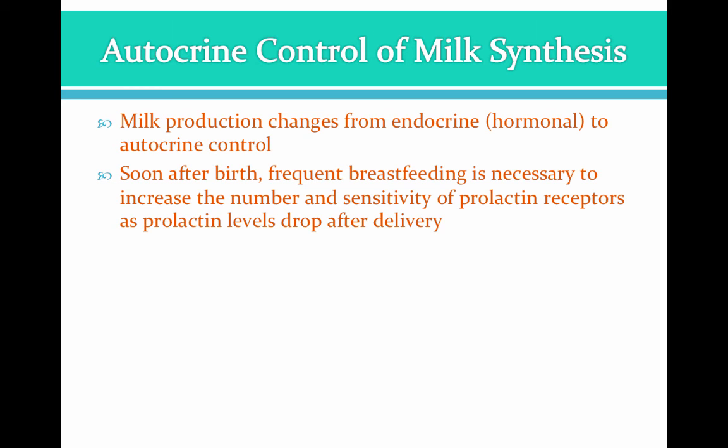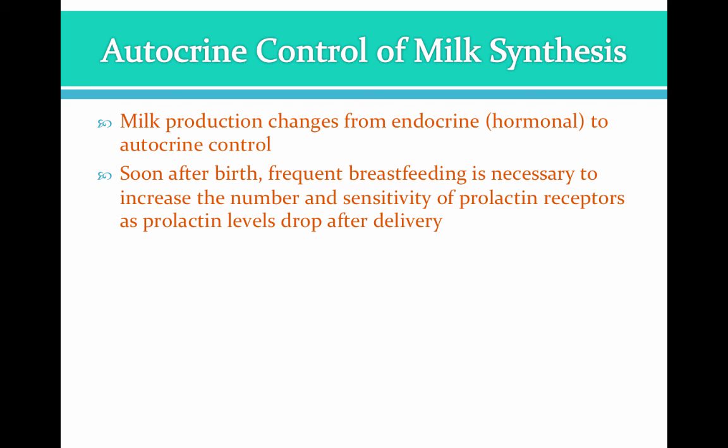Milk production changes from endocrine or hormonal control to autocrine control. And this change usually occurs gradually after birth, but initially, right after birth, the milk production is under hormonal control. And the milk production becomes dependent on the frequency of drainage and the degree of drainage of each breast, meaning the more the mother nurses and the more milk is emptied from the breast, the more milk the mother will make. Autocrine control is control that's occurring within the mammary gland.